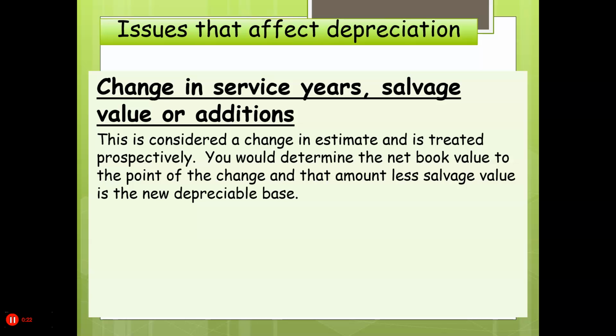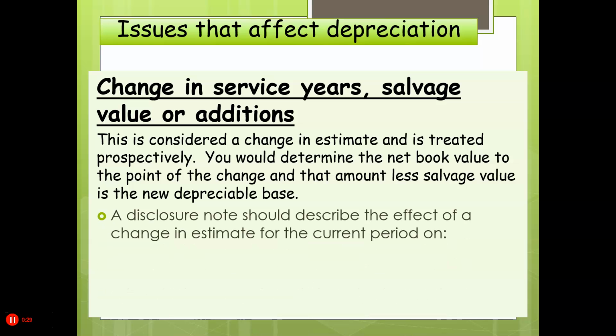You would determine the net book value to the point of the change, and that amount less salvage value is the new depreciable base. A disclosure note should describe the effect of a change in estimate for the current period on net income and related per share amount. So now let's take a look at an example. This example is for add-ons.